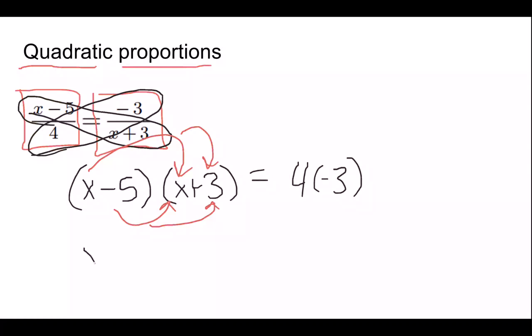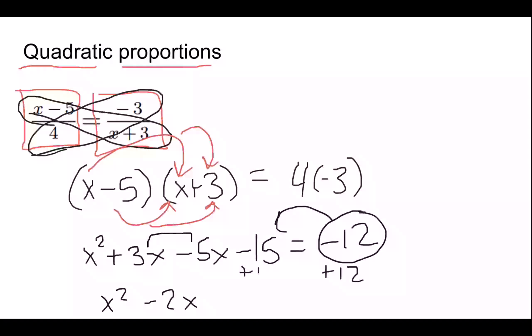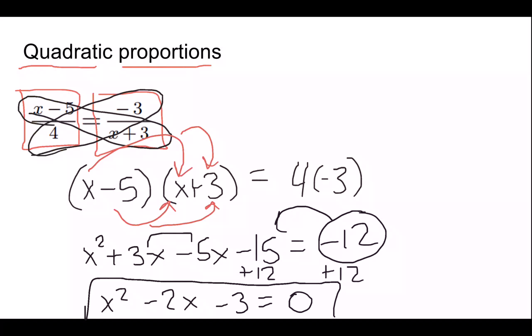When I multiply that out, that should give me x squared plus 3x minus 5x minus 15 is equal to negative 12. Now we can combine some of this stuff. These two, since they're the same, can be combined. So I would get x squared minus 2x. And this negative 12 could be combined over here by adding 12 to both sides. I get x squared minus 2x minus 3 equals 0. So that would be my problem.